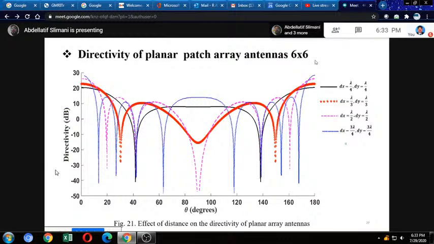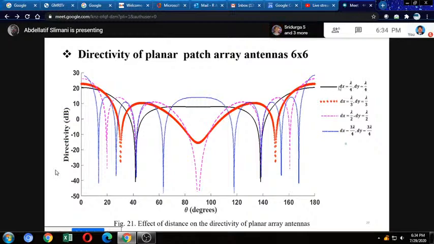6 elements. So here I choose two directions of propagation, maximal propagation toward 0 degrees and toward 180 degrees. Okay, so we talk about just 0 degrees. We talk about the direction 0 degrees. So for the first inter-element distance, dx equal dy equal lambda per 4 in black color.